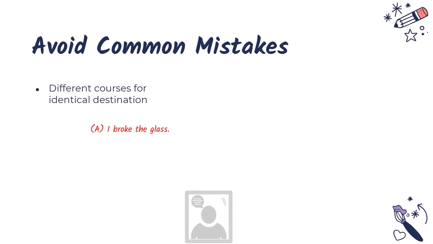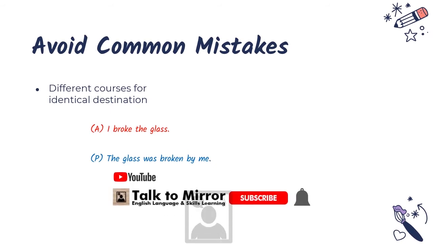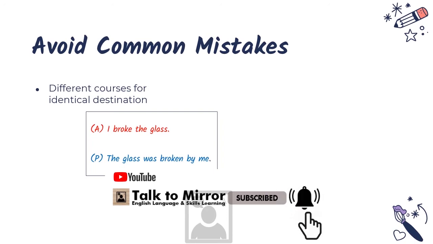But if we look at these examples where Jenny broke the glass, here we can see active voice and passive voice. We can see this is almost the same. The meaning of the sentence is the same. But is it really the same? No. There are many changes.